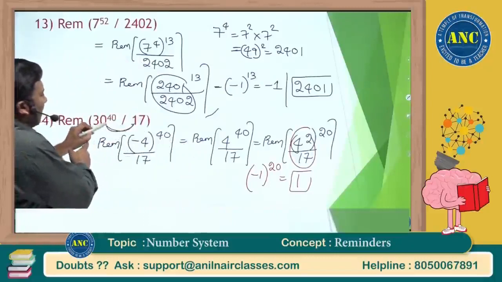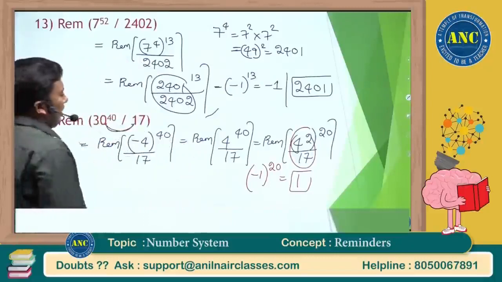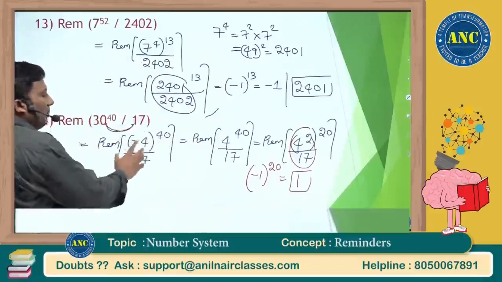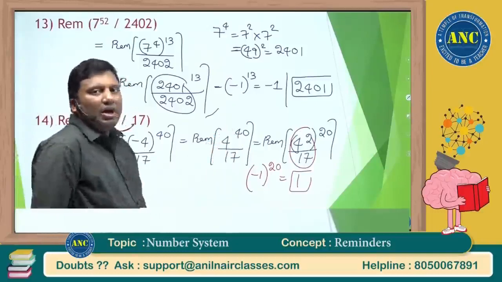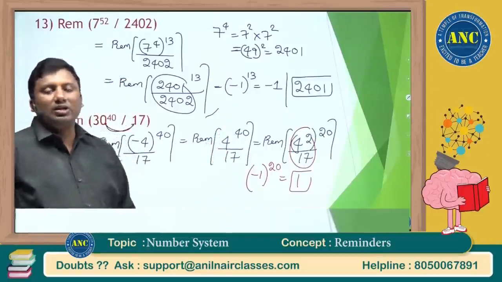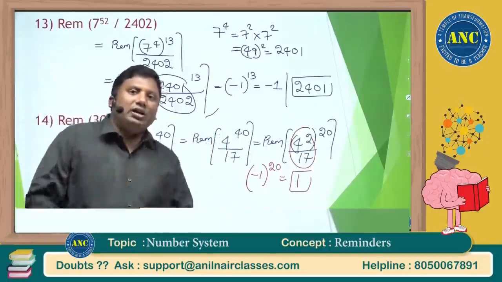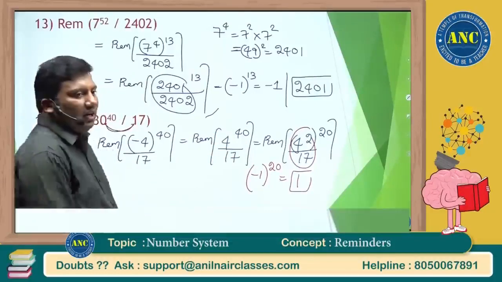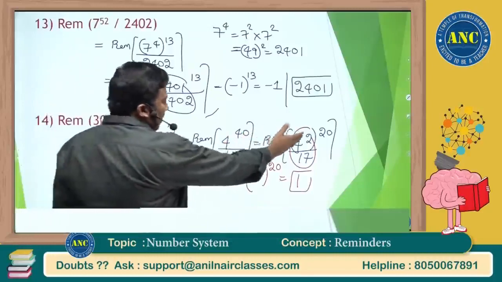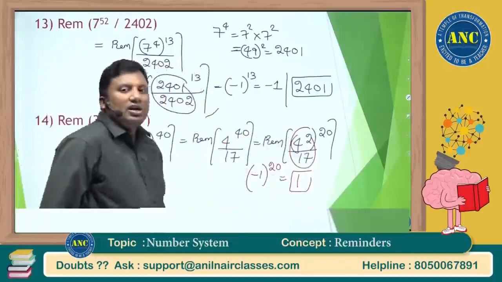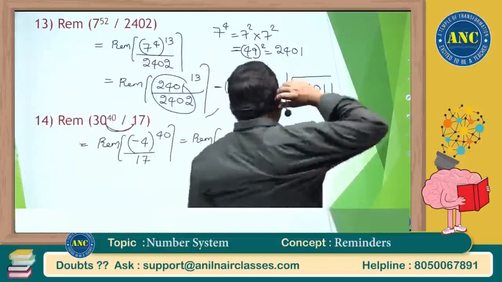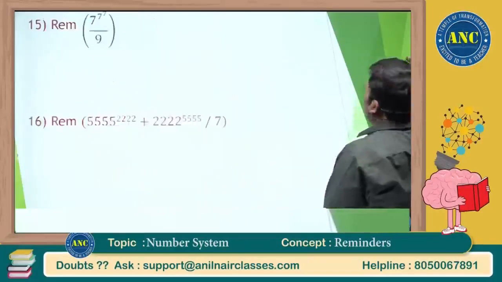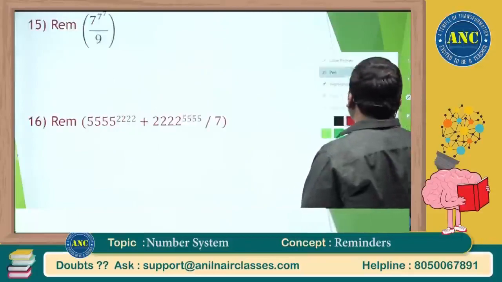17 twos are 34. Negative remainder is minus 4. Minus 4 power 40 is 4 power 40. 4 power 40 can be written as 4 square power 20 divided by 17. 4 square is 16. 16 by 17. 17 ones are 17. Minus 1 power 20. Minus 1 power even is plus 1.